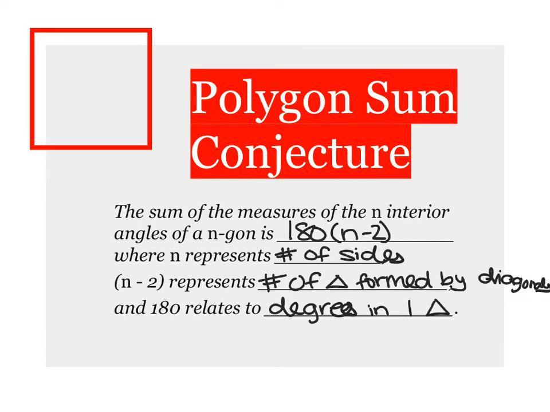If you get stuck on a test or on a quiz and you're looking at a pentagon and you're like, gee, I just can't remember, you can pick one point, draw in all the diagonals from that point, and just count your triangles. And you can figure out your formula that way. The important thing is you're drawing from one point. You don't want to draw from all of them.